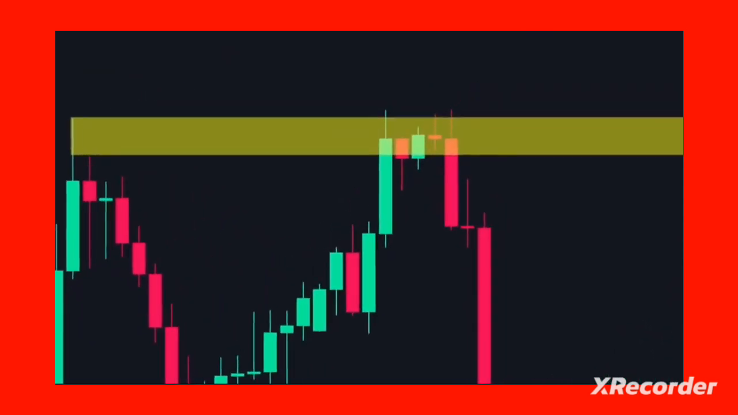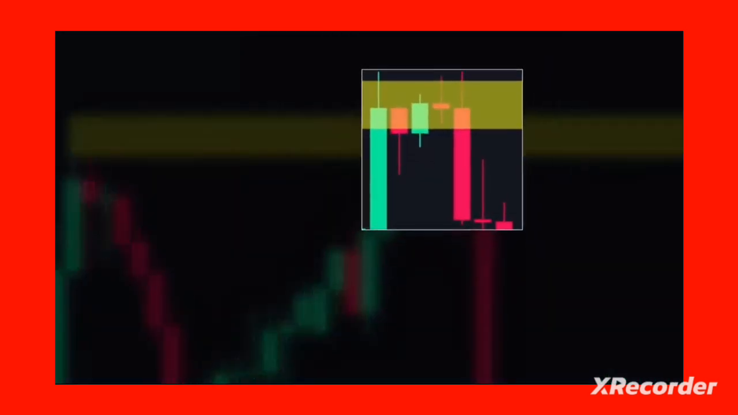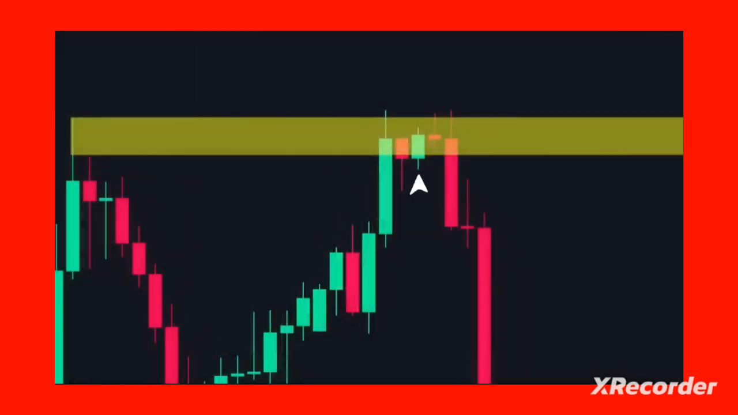Then, when the price tests this resistance the second time, we see it create an evening star pattern. We have a green candle, a doji, followed by a large red candle. The red candle is so large that it closes way beyond the lows of the previous two candles. Hence, it is a high probability pattern.